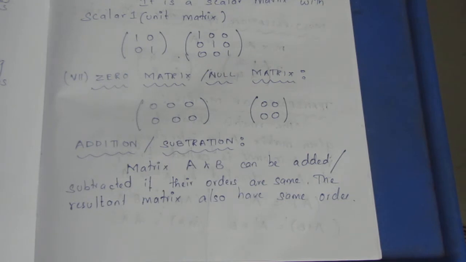A11 should be added to A11. A12 should be added to A12. A13 should be added to A13. The elements should be added in the same places for addition and subtraction.